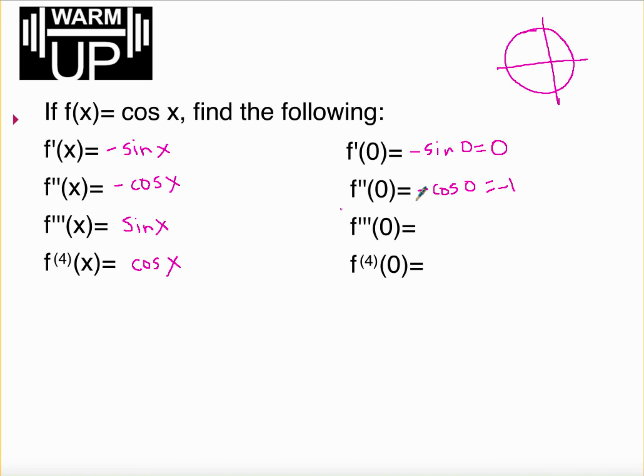Now our third derivative, that was the sine of x, so that's the sine at 0. We already figured that one out. The sine at 0 is 0. And then we have the cosine of x, so that's the cosine at 0, which is 1. And then that's going to start repeating itself too. Hopefully that's what you guys got.